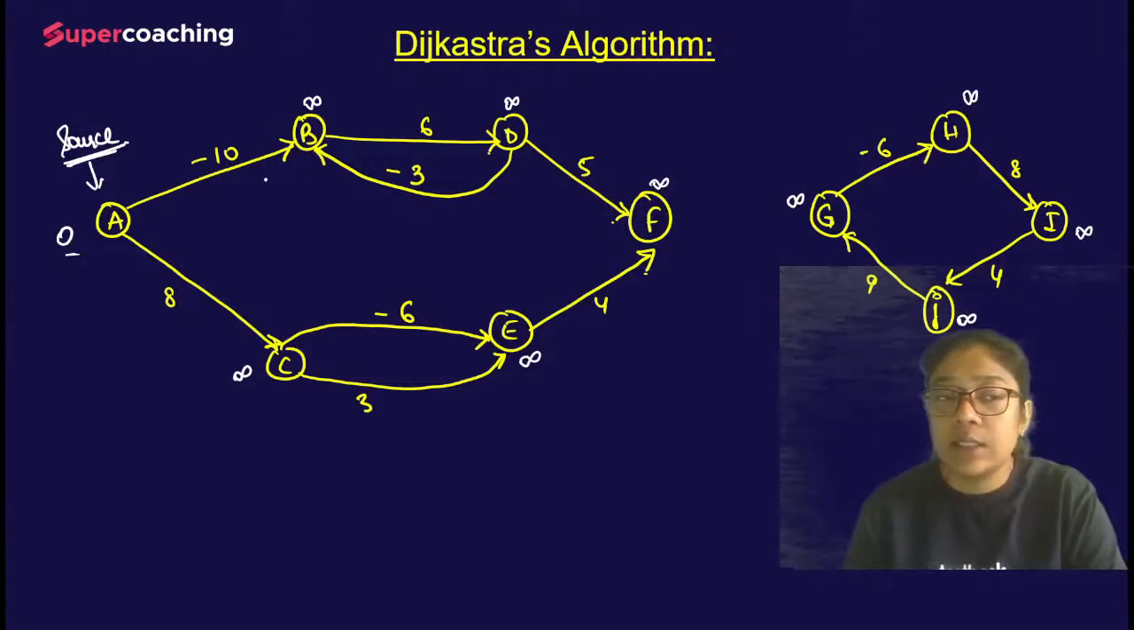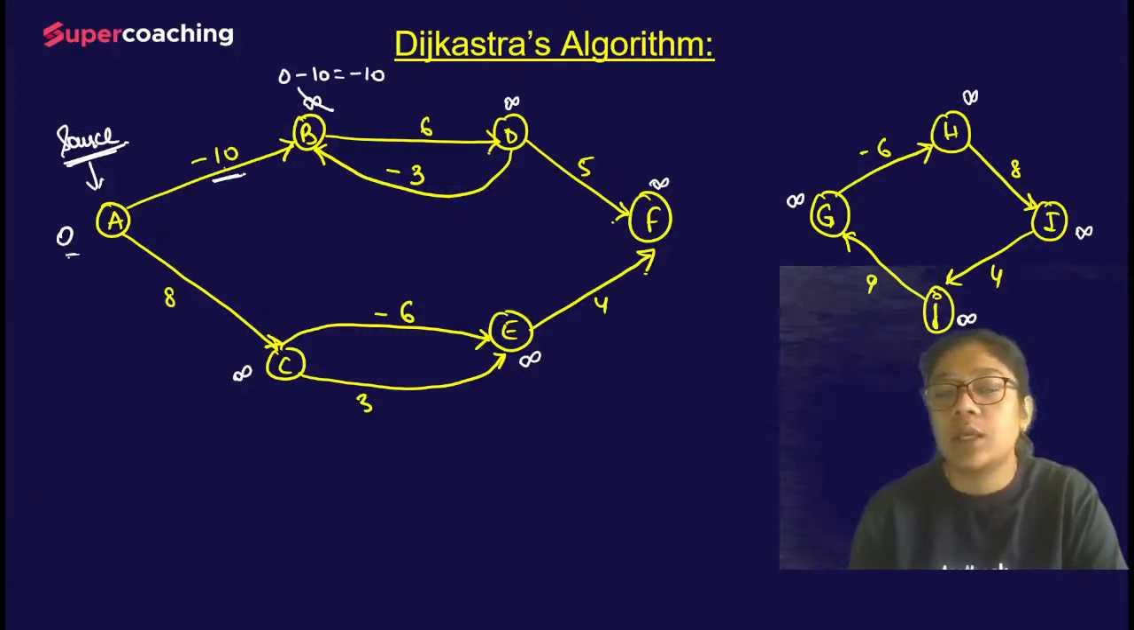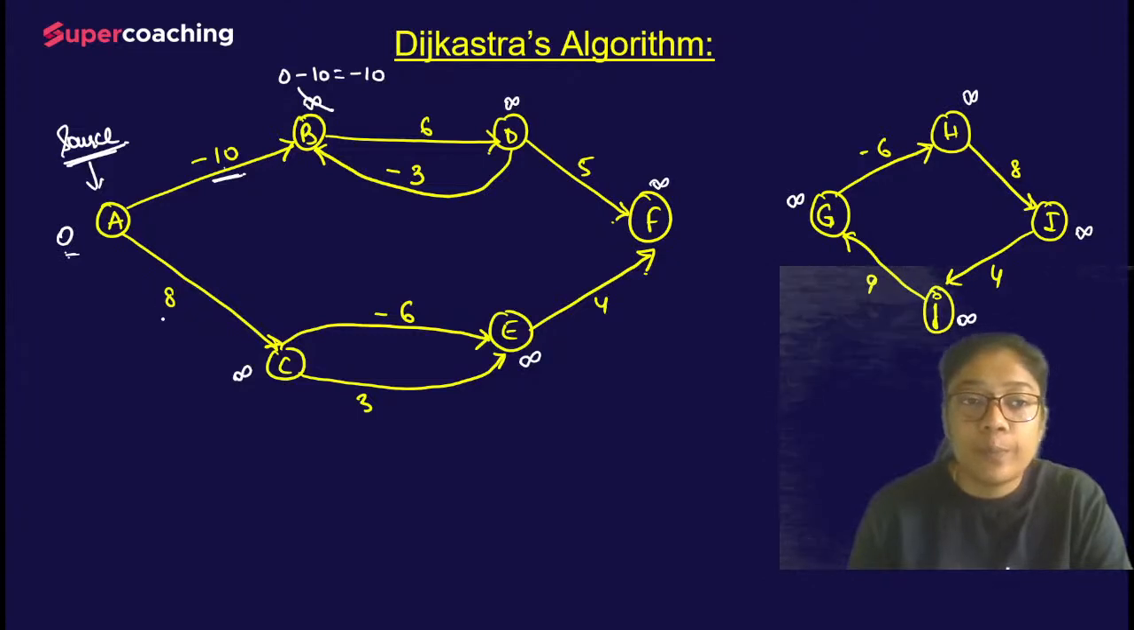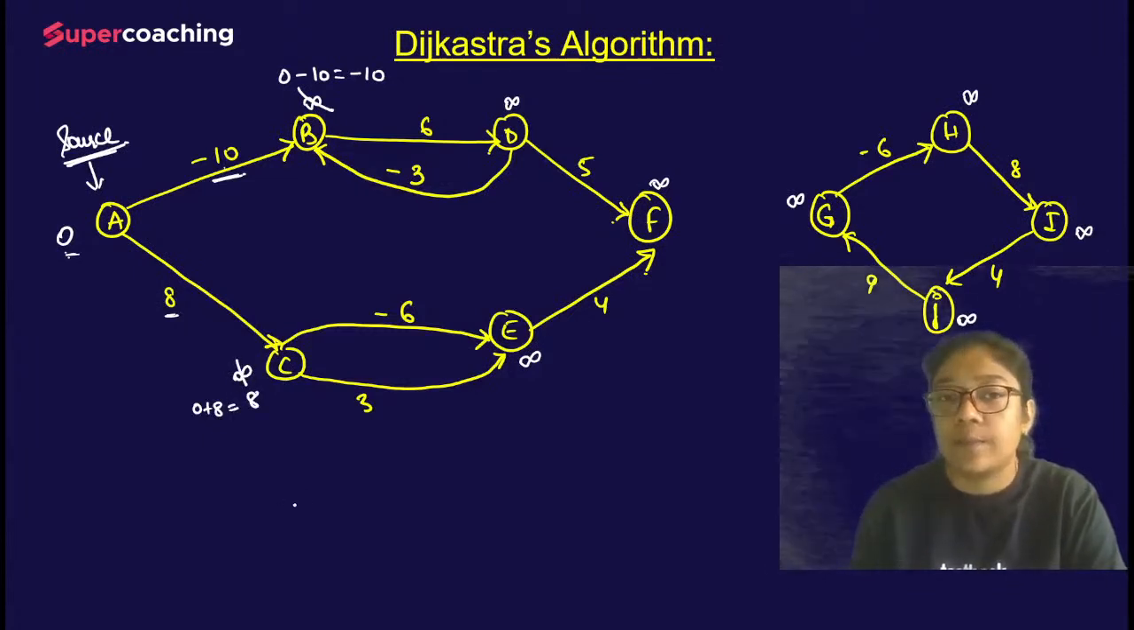So we can update these paths. 0 minus 10: to reach B you covered this edge. 0 minus 10 is minus 10. Is this smaller than infinity? Yes, so the value gets updated. 0 plus 8 comes out to be 8. Is this smaller than infinity? Yes, so it will be updated to 8.